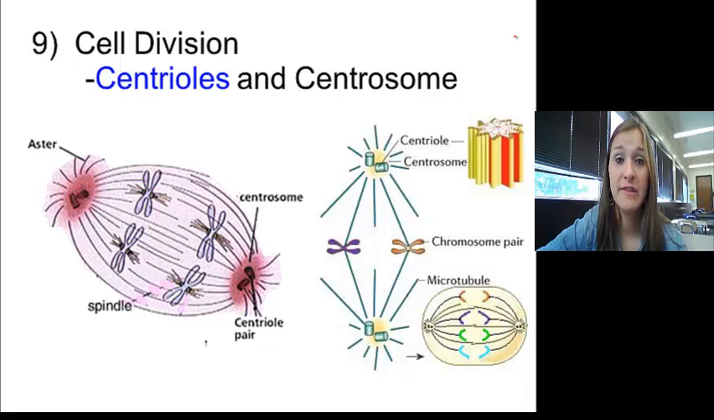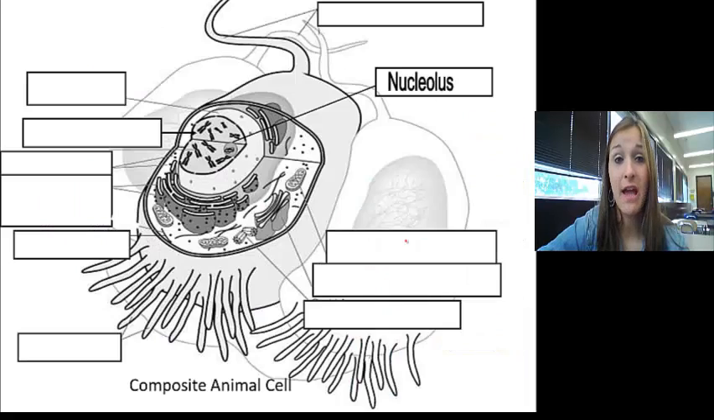In order for cells to divide, we have two major structures that are going to help them divide. We have centrioles and centrosomes. You can see them right here. We're not going to focus on them too much because we're going to get to them later on when we learn about cell division in detail.